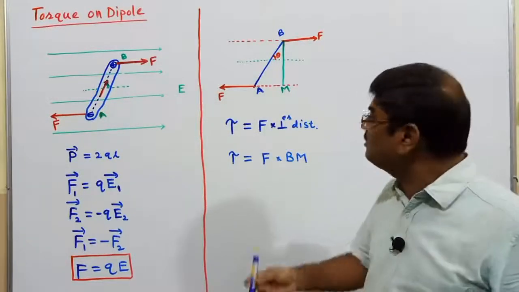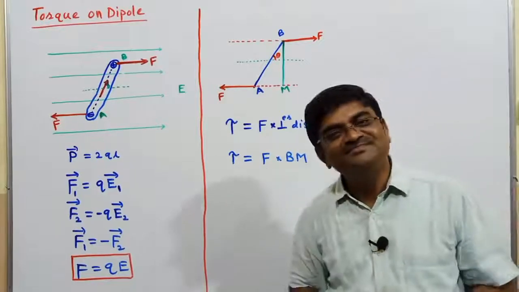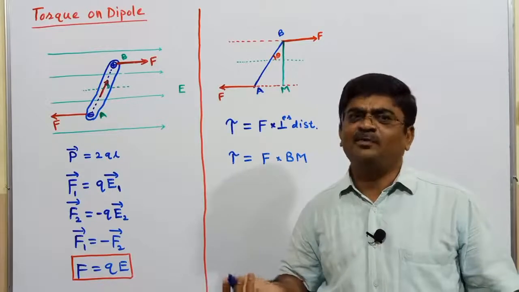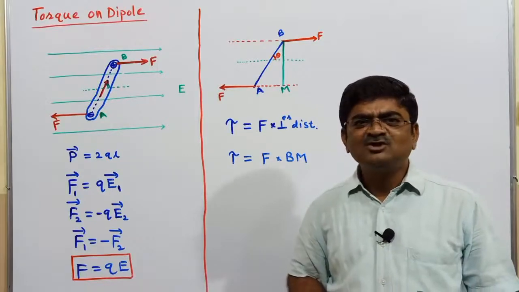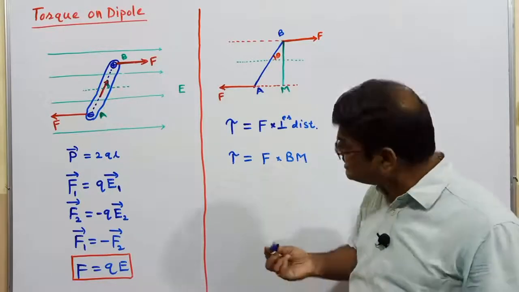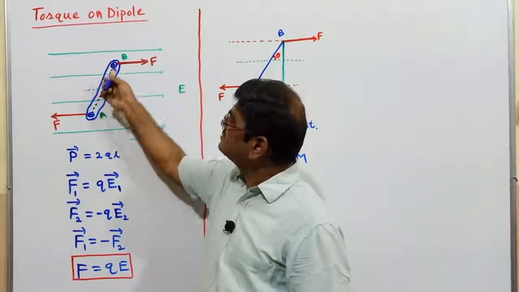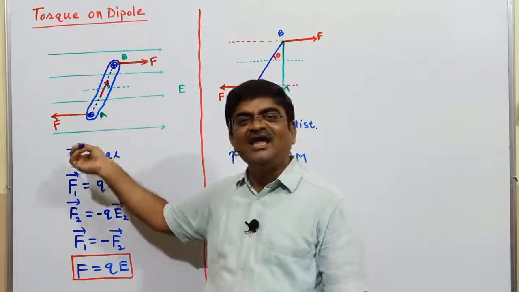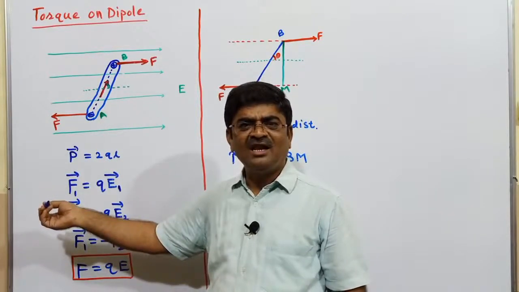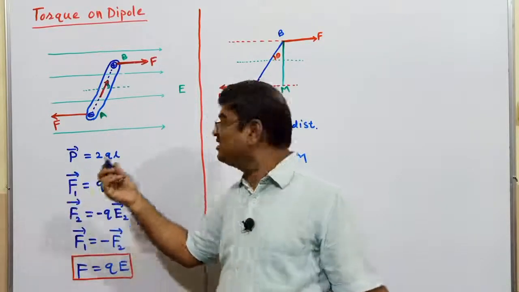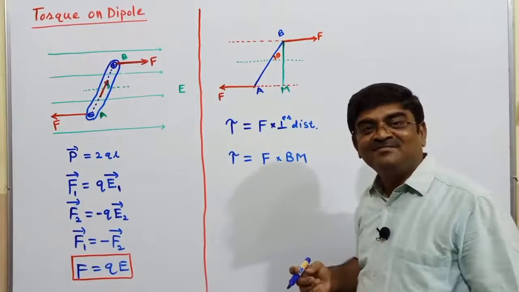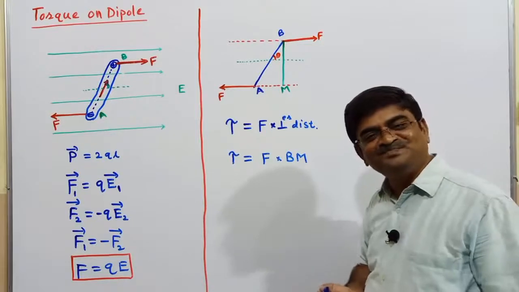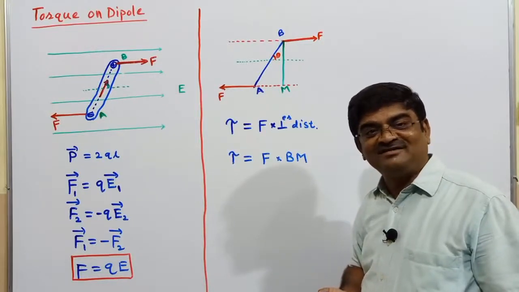What do I have in there? I know the length AB. Do you? Yes. What is AB? Dipole length. Is it not the separation between two charges? Yes, it is. It is the separation between two charges. It's the dipole length, 2L. So about AB I don't have any problem. But my need is not AB, I need BM. So I have to get that.